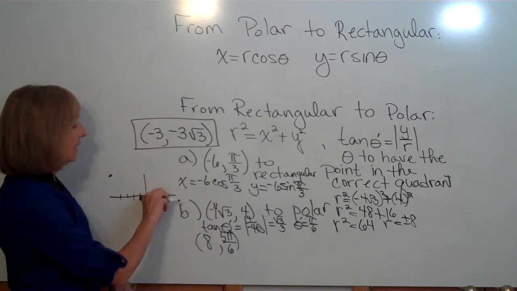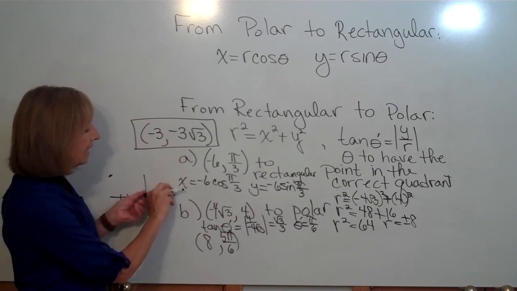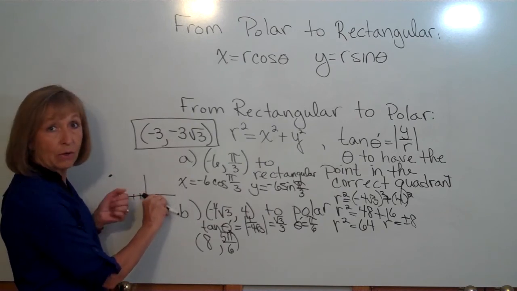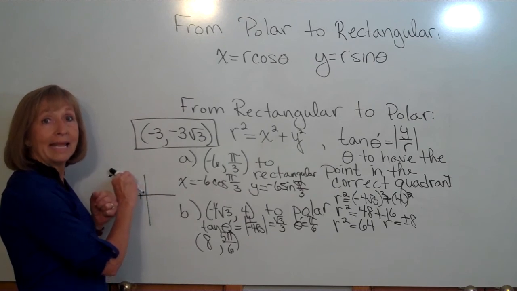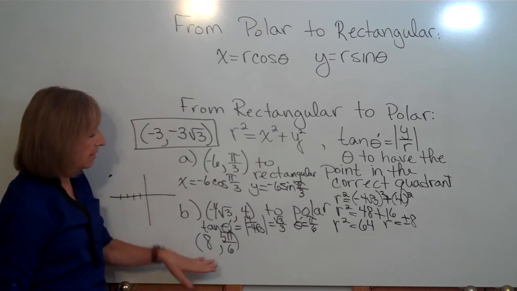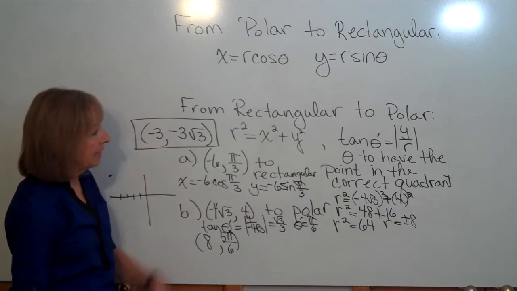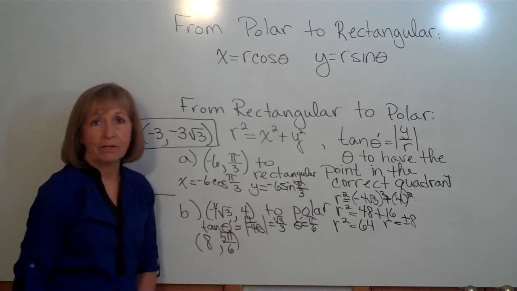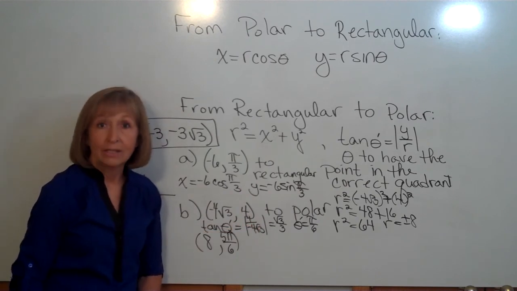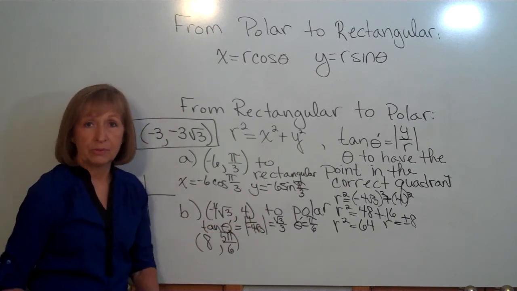If we did negative, say, pi over 6, we would have had to walk the negative 8 to get to that dot. So that's just another way that you can name it. So that gives you some examples of changing your coordinates between the two systems.